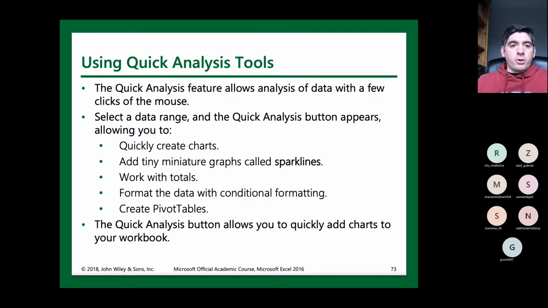Now, the quick analysis tools in Excel and the features there allow you to analyze data with just a couple of clicks of the mouse, so it's nice and easy to get started with. Although, as we've seen, it's not generally perfect, but it's a good start. So selecting a data range and the Quick Analysis button appears, allowing you to quickly create charts, add tiny miniature graphs called sparklines, we'll come to them in a minute, work with totals, format data with conditional formatting, and create pivot tables.